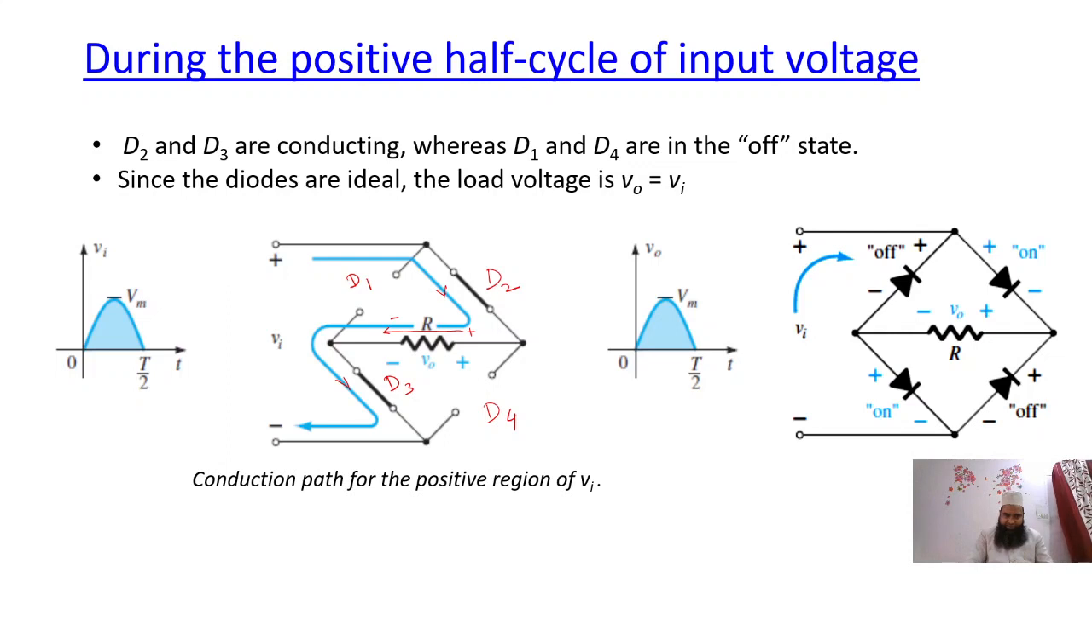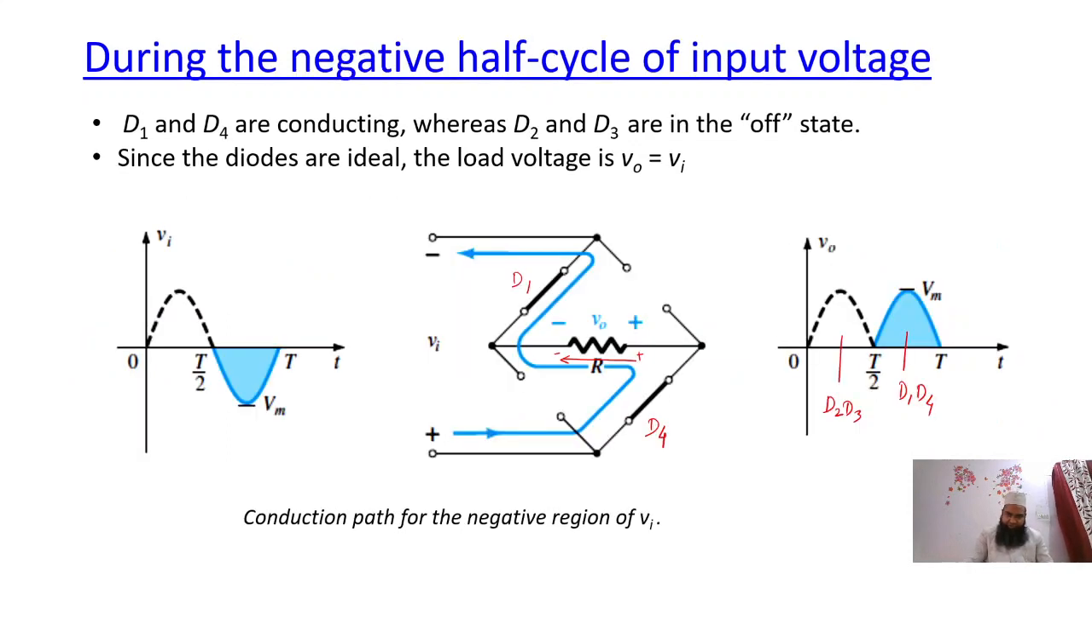We can see the direction of current during the positive and the negative half cycle of the input supply. The direction of current through the load is the same. That's why we get a unidirectional voltage across the load for the positive half cycle and for the negative half cycle.